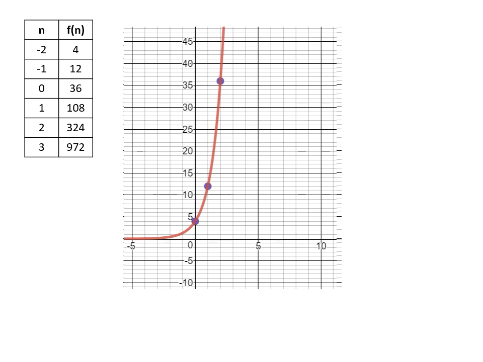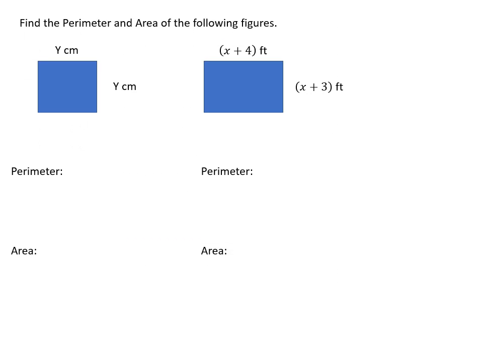Add another page in your notes, finding perimeter and area. And these are our two examples. So perimeter is what? What's the formula for finding the perimeter of a rectangle? Add up all the sides. So on the first one, we have y plus y. Since both the length and width are y, that means the other sides are y and y. So that's 4 times y, which is just 4y centimeters.